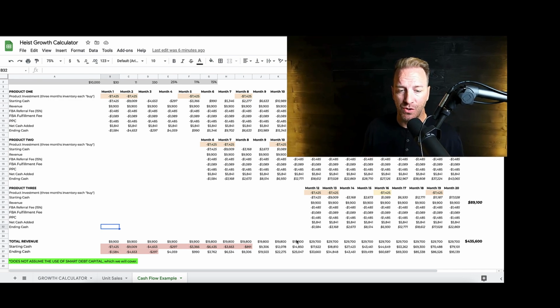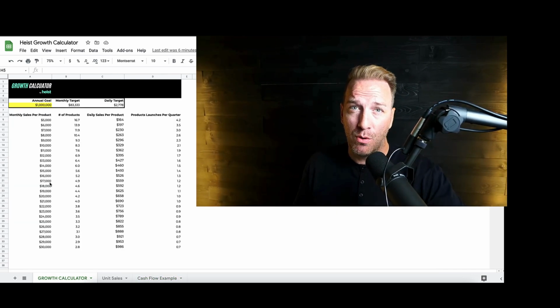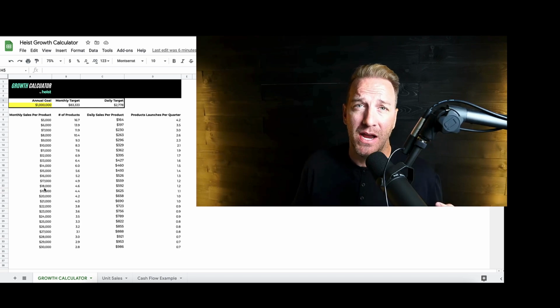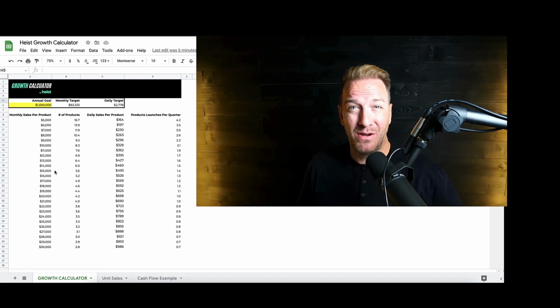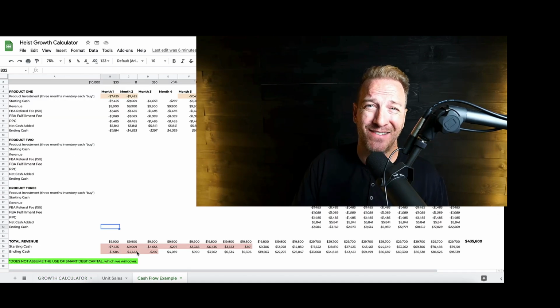So this is the Heist Growth Calculator. Hopefully you can use it to pinpoint your own goals, to mathematically define the number of products and the revenue level of products you want to go after, and then gain a deeper understanding of how the cash flow implications will come into effect with your ability to add new products and to scale your cash flows.